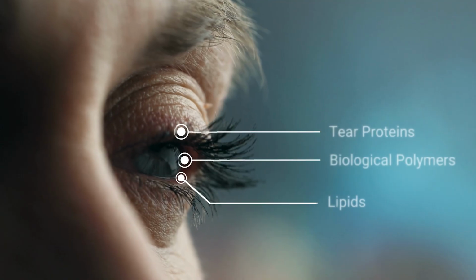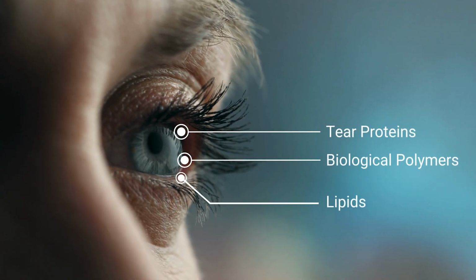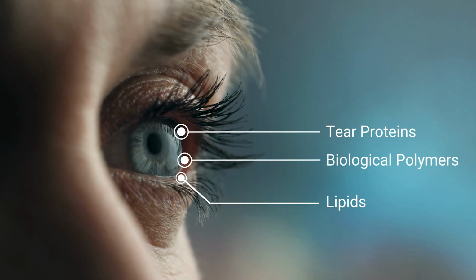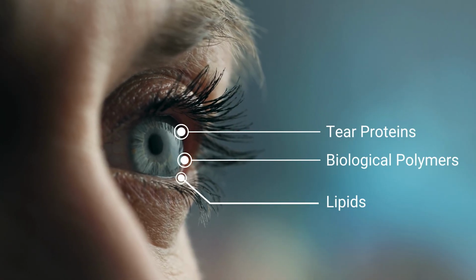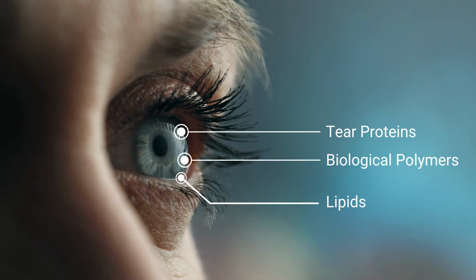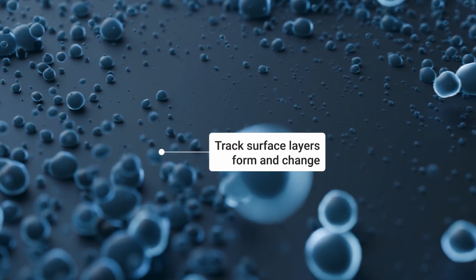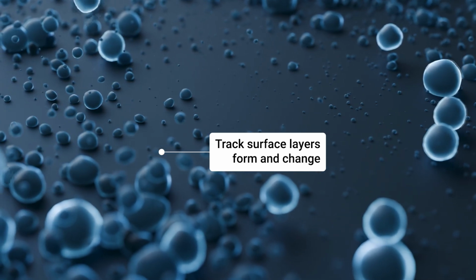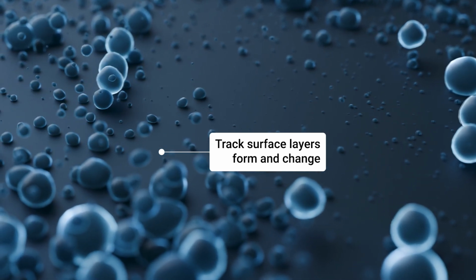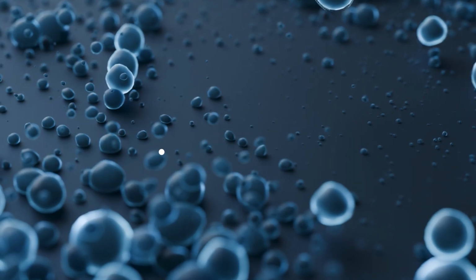Now think of a soft contact lens resting on the eye. On the surface of the lens, tear proteins, lipids and biological polymers form a dynamic layer that affects comfort, vision and the biological responses. QCM-D can track these layers as they form and change, revealing a complex molecular ballet on a surface we rarely consider in detail.